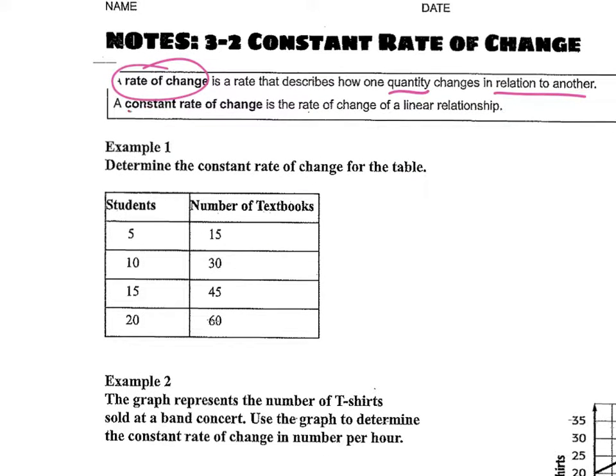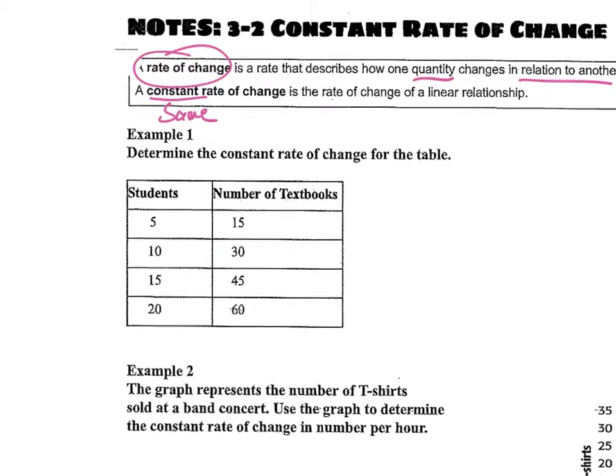A constant rate of change, the word constant means same. So a constant rate of change is the rate of change of a linear relationship. So the same, it's changing by the same amount each time.